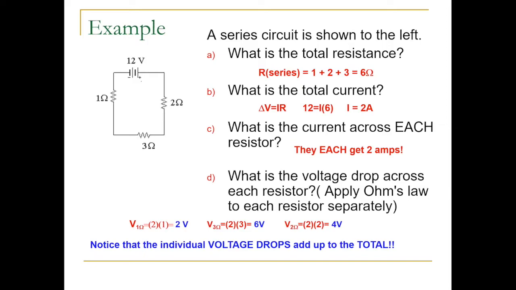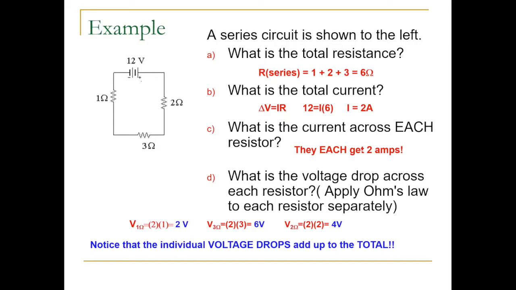Now, if we're looking for the current, we know the total voltage is 12 volts. We now know the total resistance, so we can simply use Ohm's law and solve for I to get 2 amps. C now asks a question that textbooks love to ask. What is the current across each resistor?